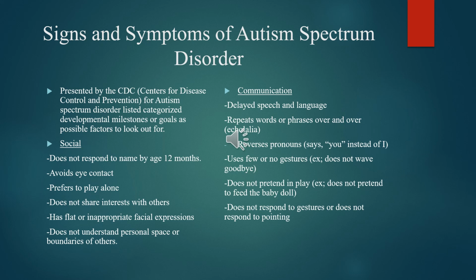Echolalia, reverses pronouns, says you instead of I, uses few or no gestures. Example, does not wave goodbye when leaving the classroom with the parent, does not pretend play, does not pretend to feed the baby doll, or does not go over and play with dress-up clothes. And also another factor is does not respond to gestures or does not respond to pointing. In the next slide, I will continue explaining the signs and symptoms of autism spectrum disorder.